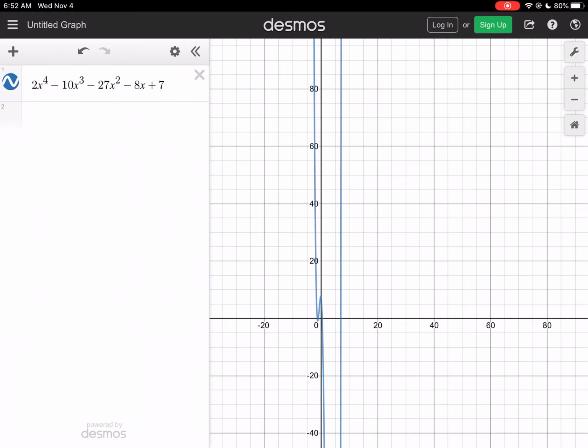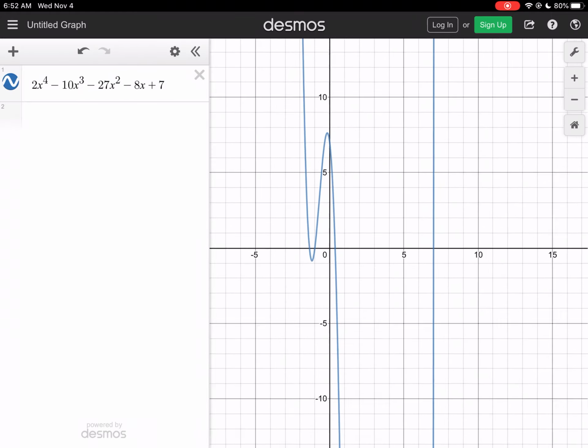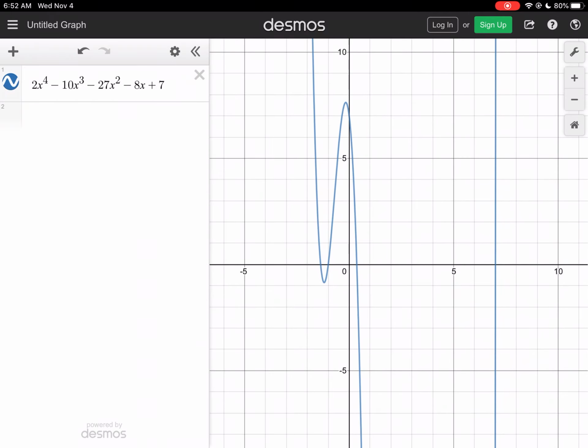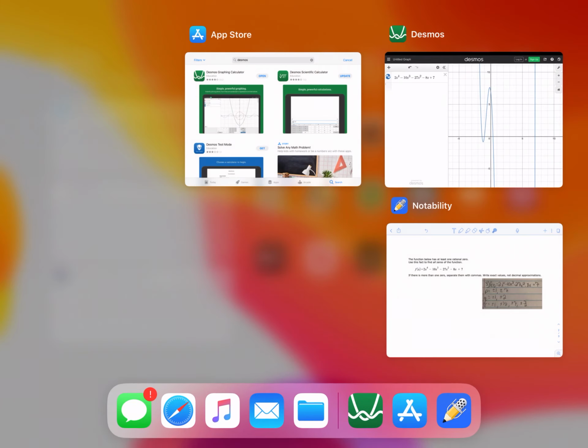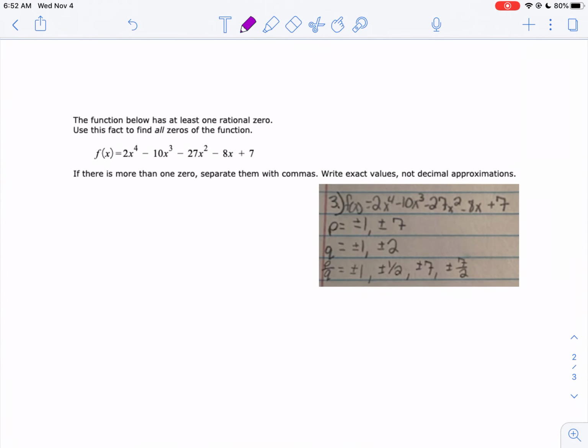Now, I'm interested in the roots. So if I look at this first root, that's an irrational root. I'm not even going to try that. -1 is one of my roots. Irrational, +7 is one of my roots. So I'm going to use synthetic division. I'm going to start with -1.